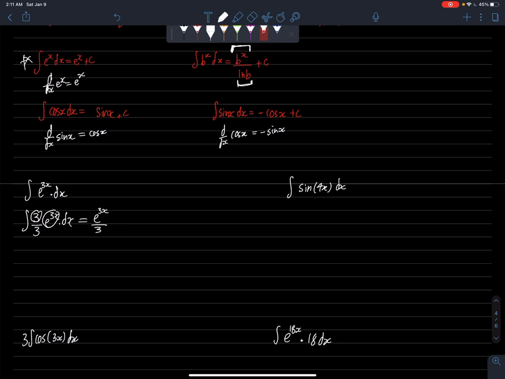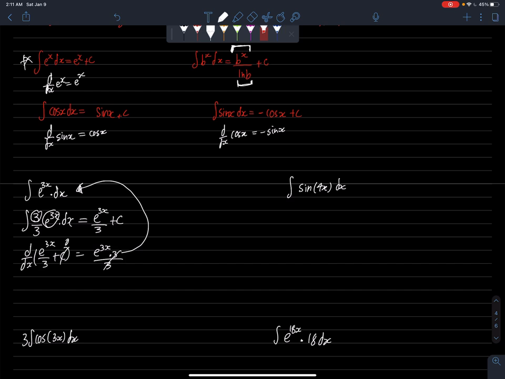Now let's work backwards to check our work. The derivative of e to the 3x over 3 plus c is equal to, c would just be 0, e to the 3x times 3 over 3. And this is exactly what we started with right here.